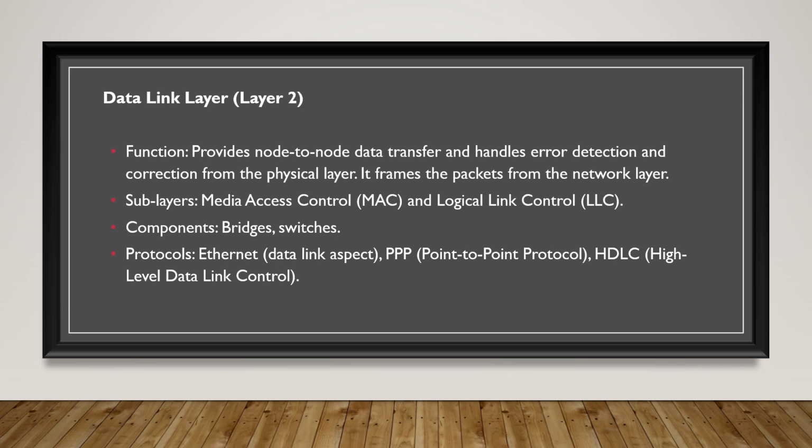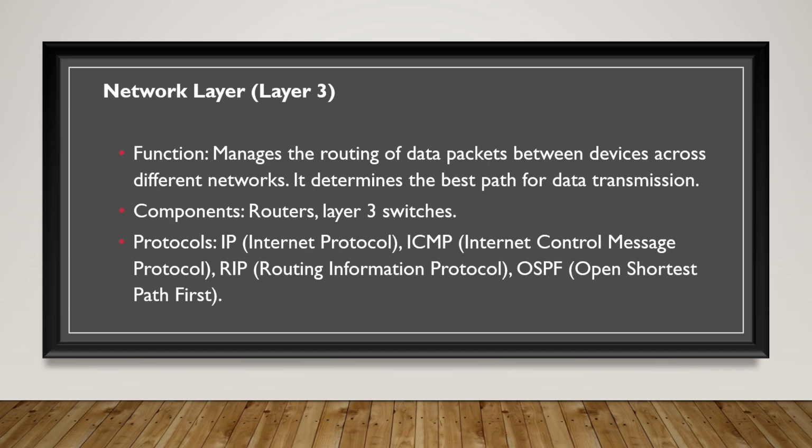The main function of this layer is to put data into frames, or data packets into frames. Also, it detects and corrects errors that may occur in the physical layer. The devices used in it are switch and bridge. A switch is a device where if any data gets corrupted, it deletes or removes that data, or data packets.